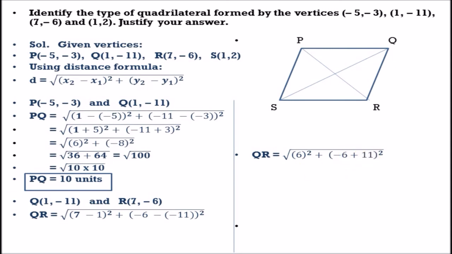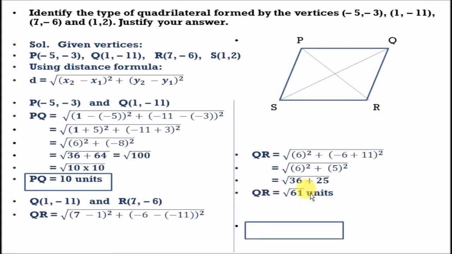6 square, then 11 minus 6, 11 is the bigger number, so plus sign, 11 minus 6 will give us 5, 5 square. 6 6s are 36, 5 5s are 25. So the distance of QR is equal to root over 61 units.